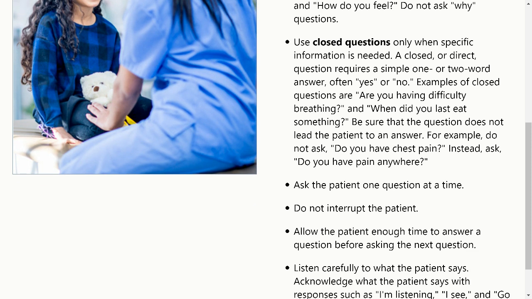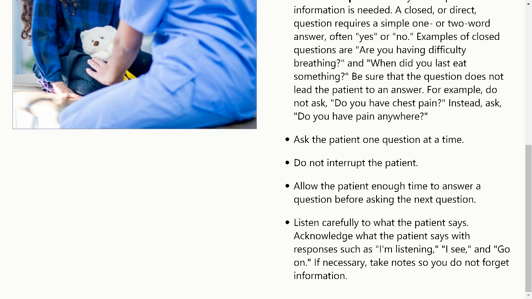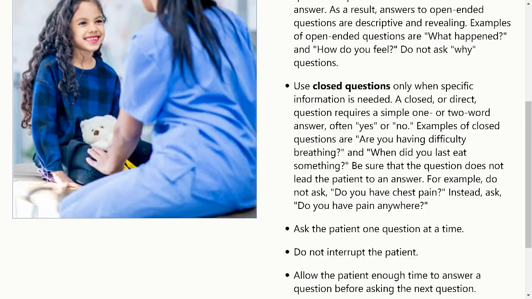Allow the patient enough time to answer a question before asking the next one. Listen carefully to what they say. Acknowledge what the patient says with responses such as, I'm listening, I see, and go on. If necessary, take notes so you do not forget information.